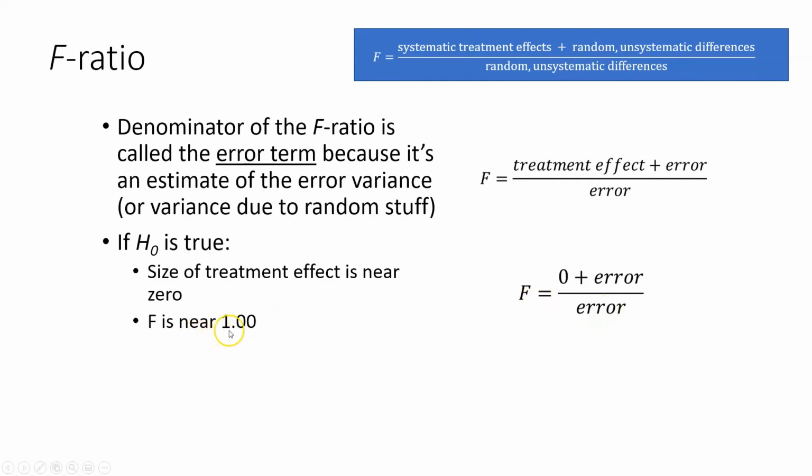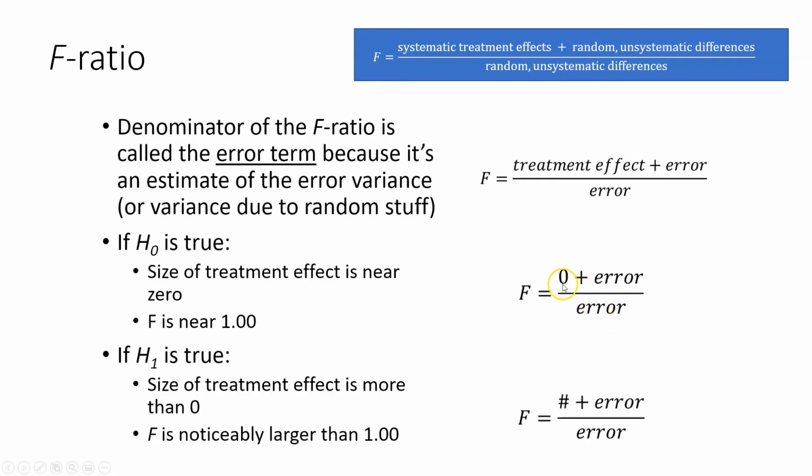Now, it's not always going to be exactly 1 because error is error. It's going to be variable. It's going to just be slightly different. So the differences that we see between our groups are just going to have a little bit different of differences than the differences that we see within each group. And so it's not really ever going to be exactly 1, but it's going to be something close to 1 if the null hypothesis is true.